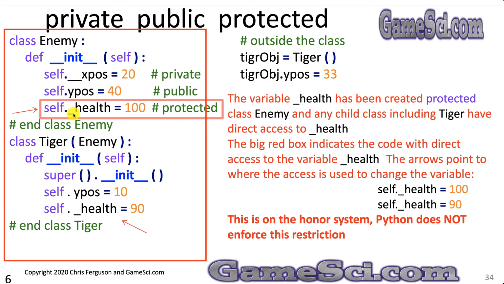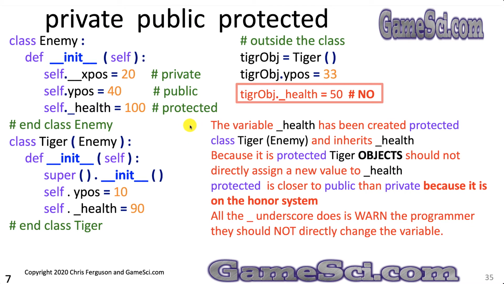With a single underscore, of course, Enemy can change its own variable. The single underscore also tells the child class that they should feel free to change this variable. However, in Python, this is on the honor system. Python does not enforce this restriction. Other computer languages are much more strict about protected variables, but Python says this underscore is just a signal that maybe you shouldn't directly change the value of this health variable.